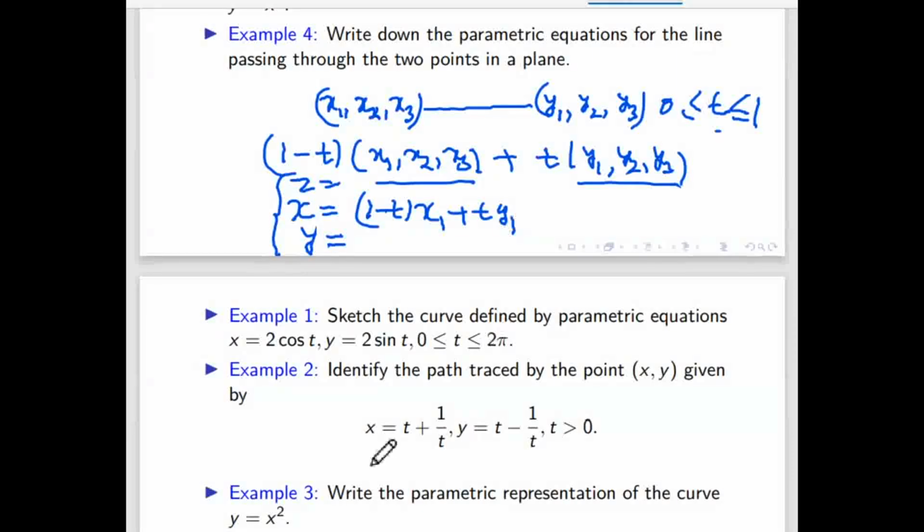Like here we had parametric equations only for x and y. It is in 3D. We'll get x equal to 1 minus t x1 plus t y1, y equal to, sorry, 1 minus t x2 plus t y2, and z equal to 1 minus t x3 plus t y3. Where t belongs to 0 to 1, that parametric equation will represent a line whose starting point is x1, x2, x3, and it will go to the point y1, y2, y3 in 3 dimensions.